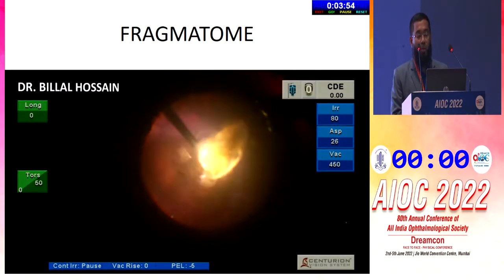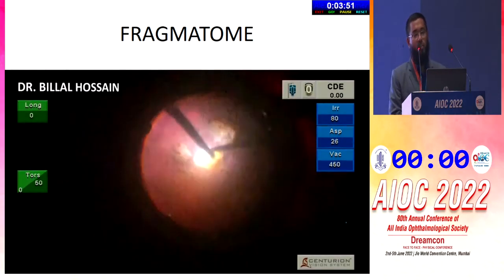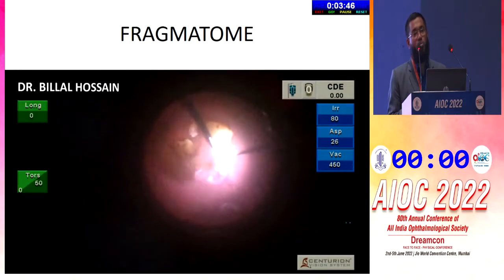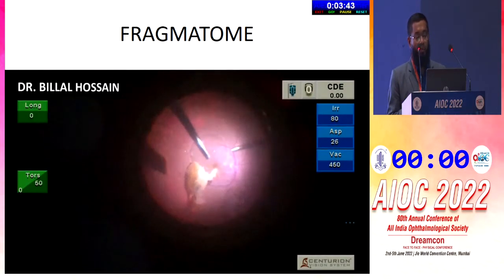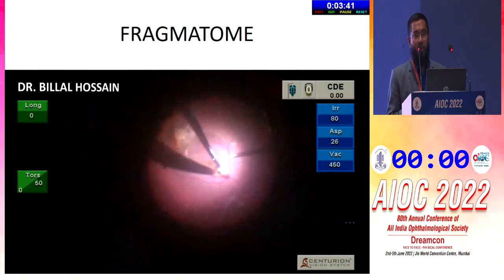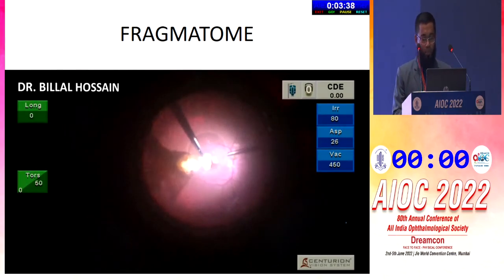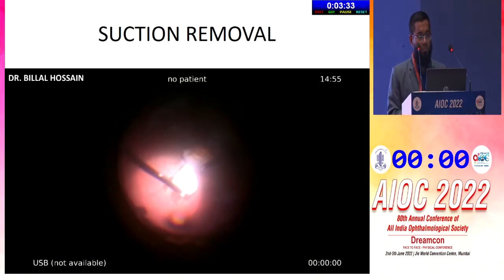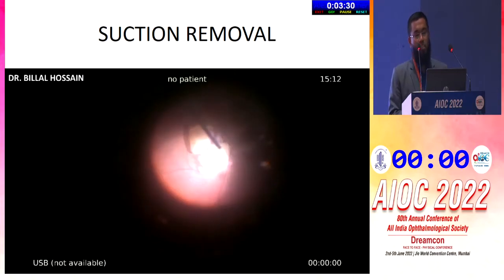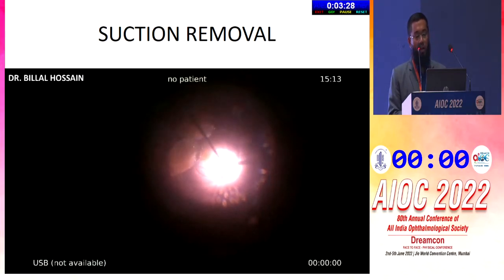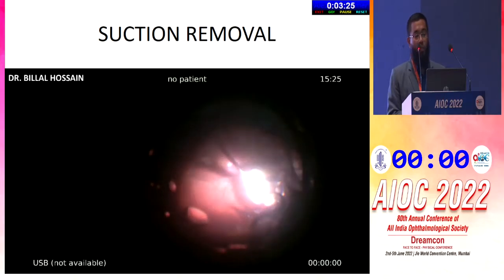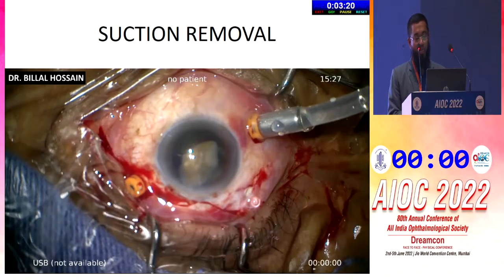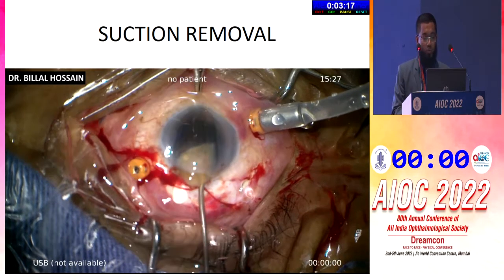Even with the fragmatome, when we have removed the main portion of the nucleus, the teeny remnant or smaller part of the nuclear matter may be removed by the cutter, because the scattering effect of this nuclear matter may injure the retina, especially the macular region. Sometimes, if the nucleus is not so hard and the fragmatome is not available, then we can go for suction removal. With the high vacuum of the vitrectomy cutter, it may be expelled out through the main wound also.